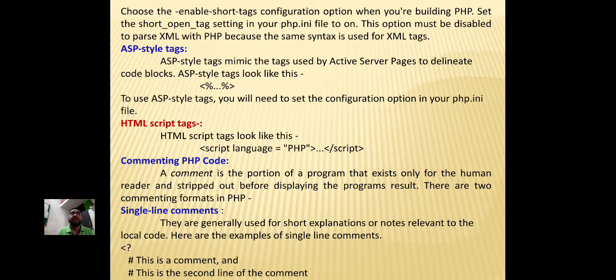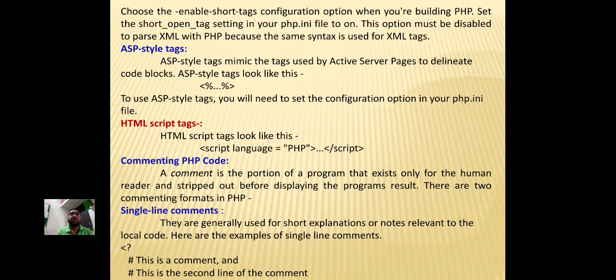ASP style tags. ASP style tags mimic the tags used by Active Server Pages to delineate code blocks. ASP style tags look like this. To use ASP style tags, you will need to set the configuration option in your php.ini file. HTML script tags. HTML script tags look like this: script language equal to php, script close.